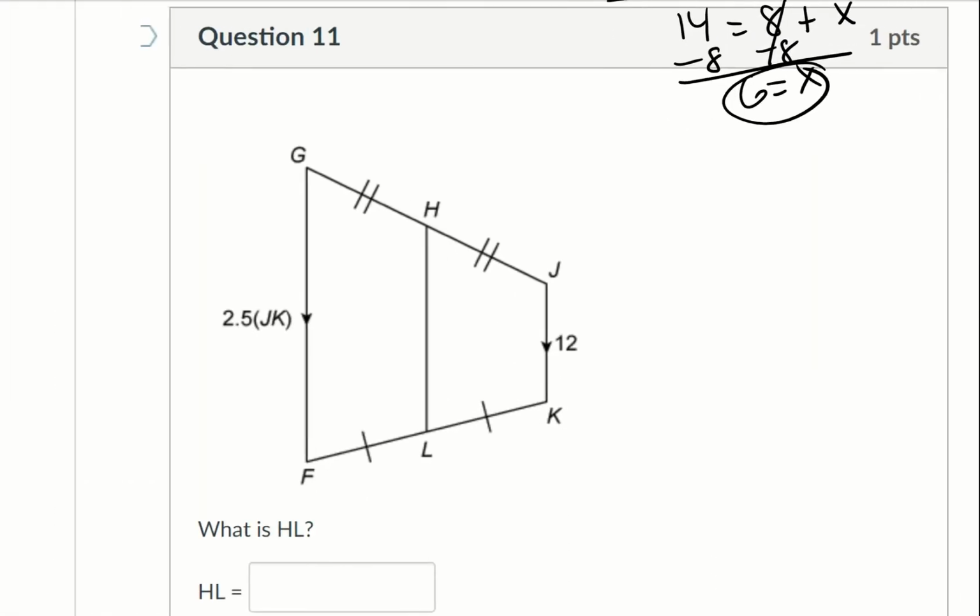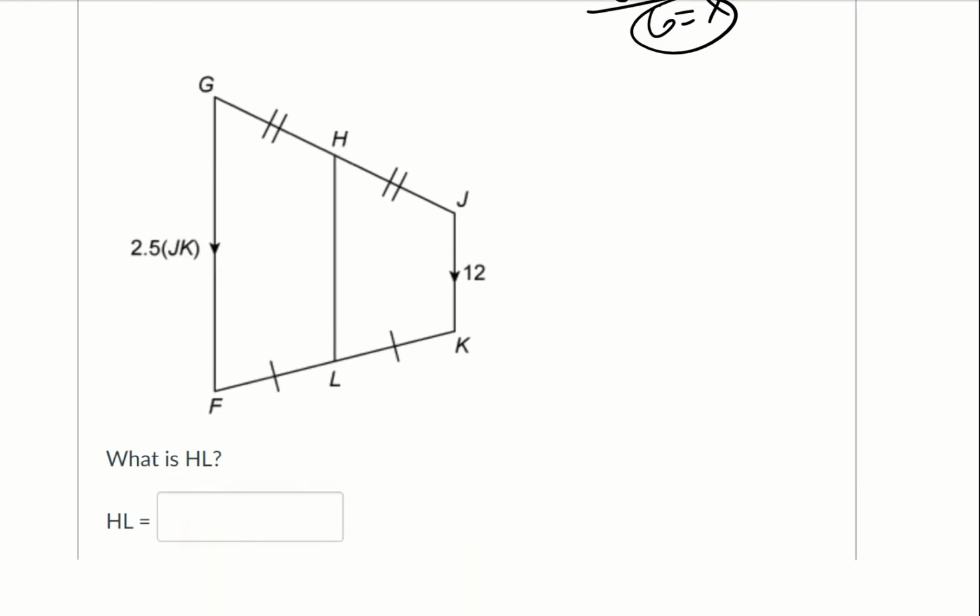All right, question 11. We have another midsegment theorem, a trapezoid midsegment theorem. So we're trying to find this midsegment, and we know the bases. So we know that this base is 12, the right side. We do know the left base because it's 2.5 times this, right? And we know that that's 12, so we can plug in 12 there. So we got 2.5 times 12. And the way I do this is 2 times 12 is 24, and then half of 12 is 6, so 24 plus 6 is 30. So we know that this whole side, GF, is 30.